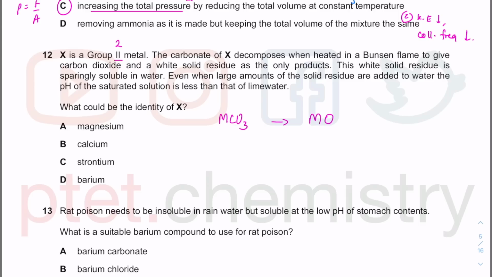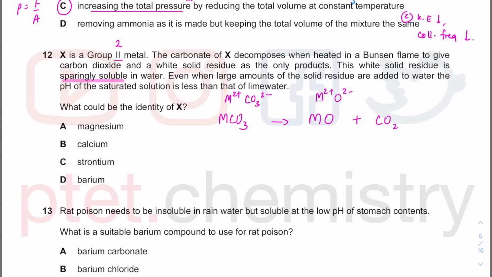you know group 2 carbonate, it will give you the group 2 oxide. There's M2+ and CO3 2-. They'll give you the M2+ and O2- like that. And they'll also give you CO2 gas. This white solid residue is your group 2 metal oxide. Now this thing is sparingly soluble. Sparingly means not very soluble in water.